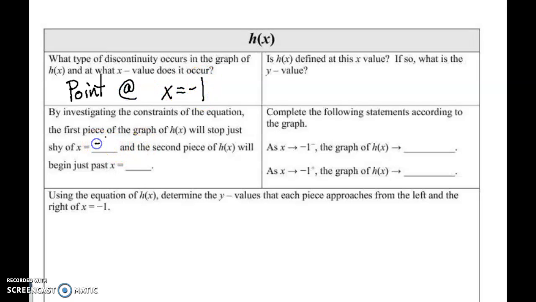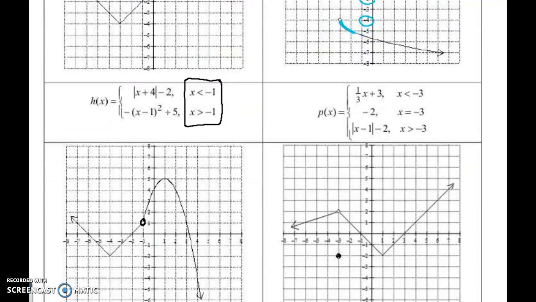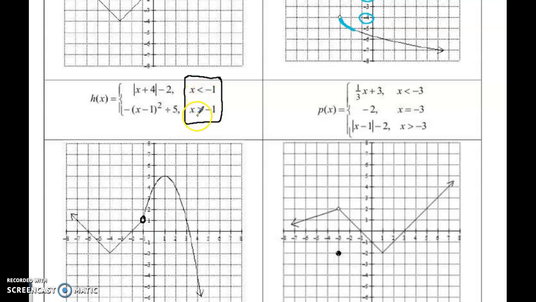And there's a difference between the left side and the right side. Now if you go back, it is not defined. It is undefined at x equals -1, because as you look at your piecewise function, there's no equal to say, oh, I'm going to use the top equation or I'm going to use the bottom equation. So it is not defined there. So now you need to just do the left-hand behavior.